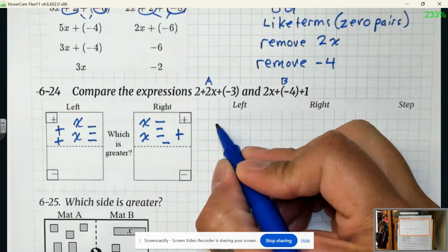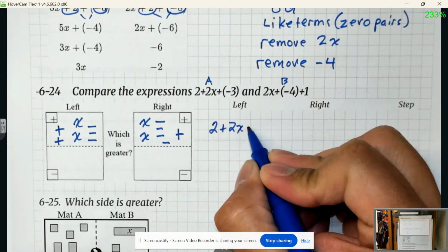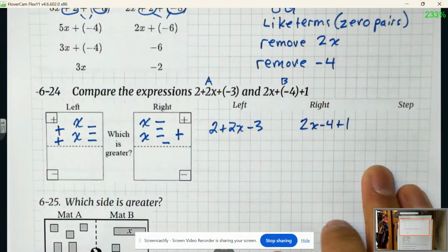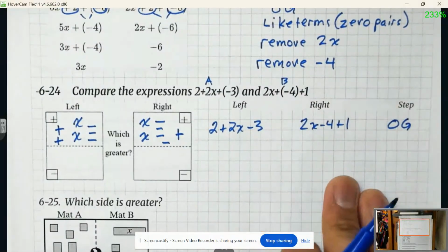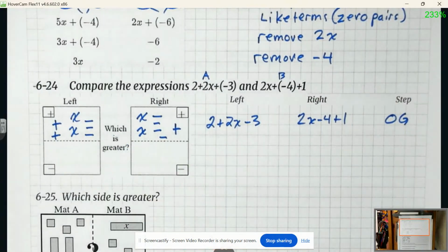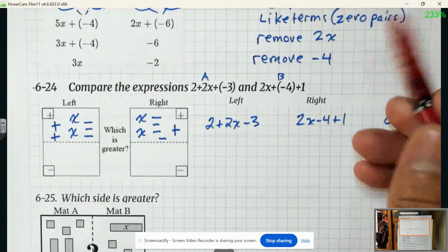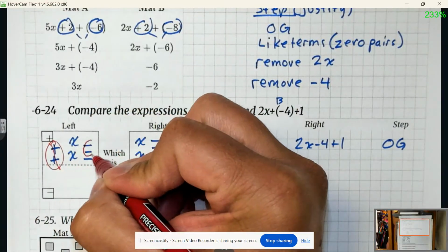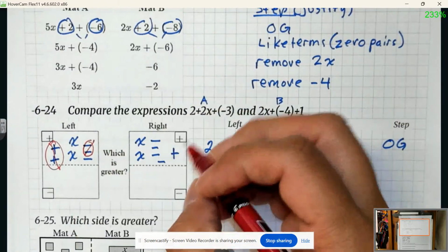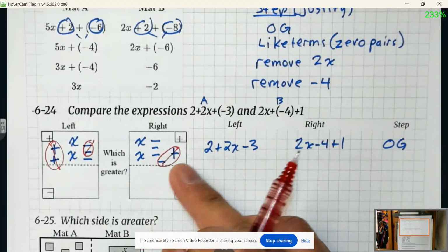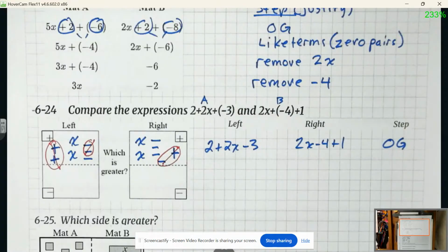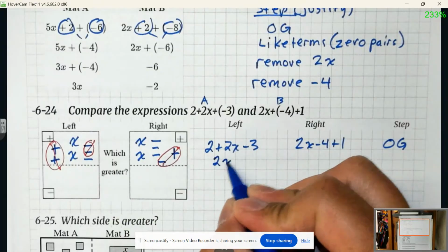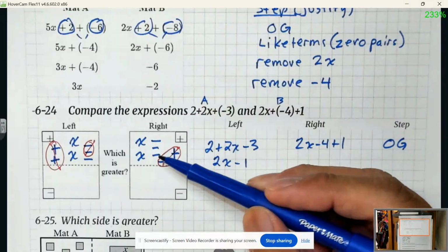Okay, so on the left, let's just copy this expression down. I'm going to call it minus 3. And on the right, we have 2x minus 4 plus 1. This is the original expression. Now, the first legal move that we're going to do is let's do our 0 pairs, just like we've been doing all along. So we have 2 positives and 2 negatives. That's positive 2 and negative 2. And then on the right side, we have a positive 1 and a negative 1. So those can go away because zeros don't affect, leaving us with 2x minus 1 on the left, and on the right, 2x minus 3.